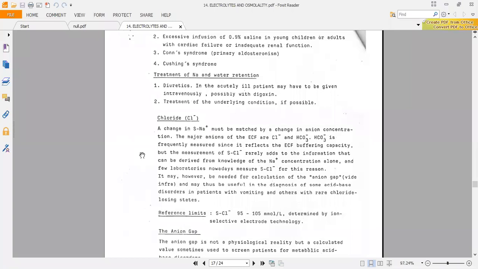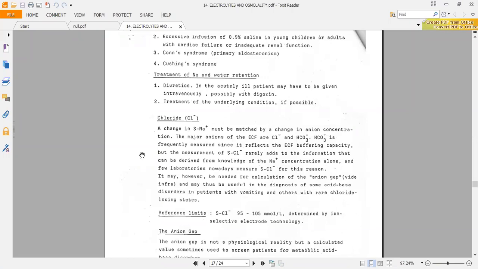For chloride, I said that chloride is the most abundant anion in the extracellular compartment. But usually chloride doesn't give us a lot of problems. Most of the problems are from the cations. The anions usually don't give us a lot of problems.